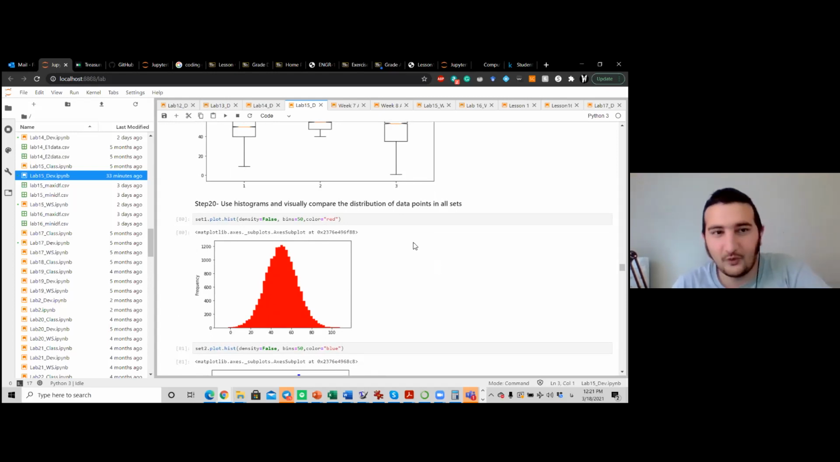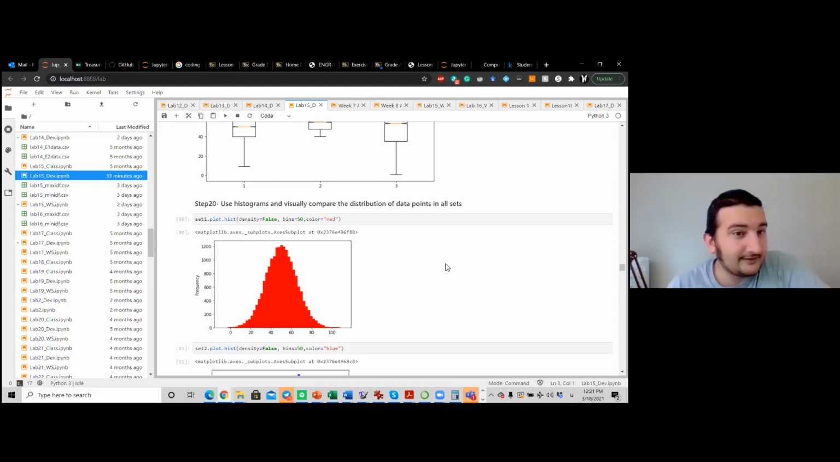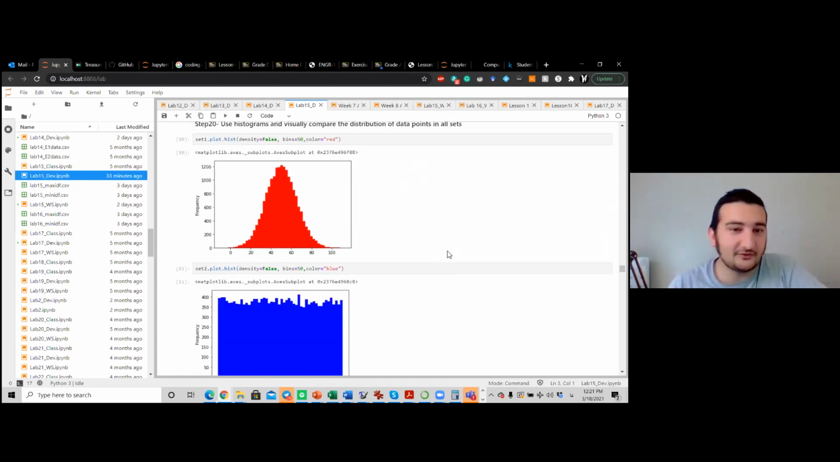That's a yes. Why does it look familiar? What do you think about it? Because that's a normal looking distribution. That looks like a bell, and that looks like a normal distribution. Okay. Bell shaped. Yes, normal. Okay. Let us go to set two.